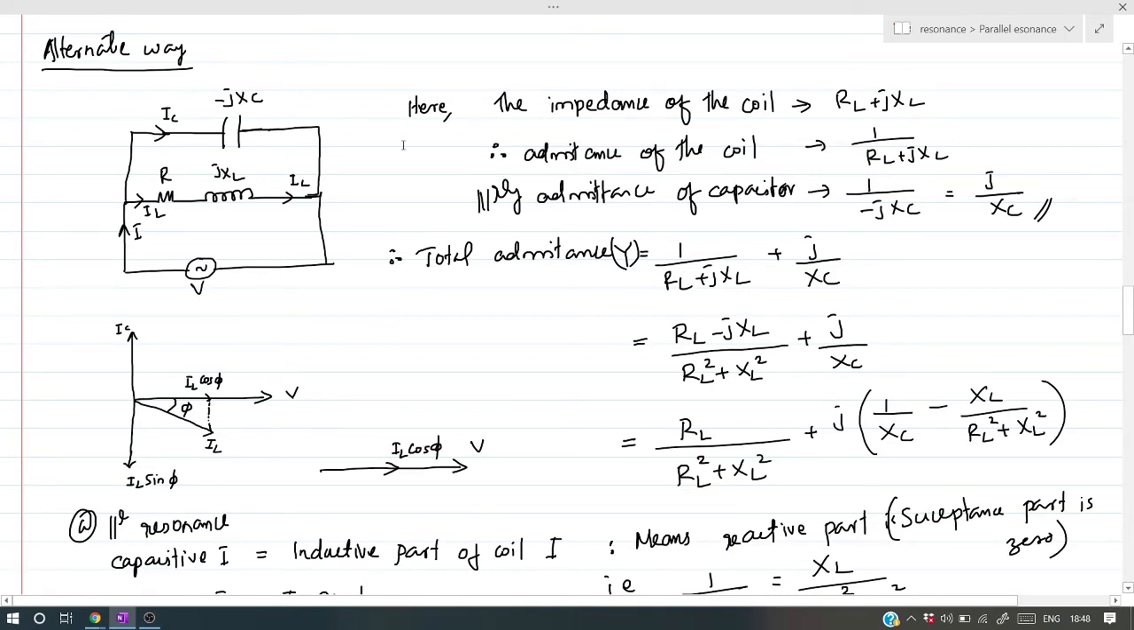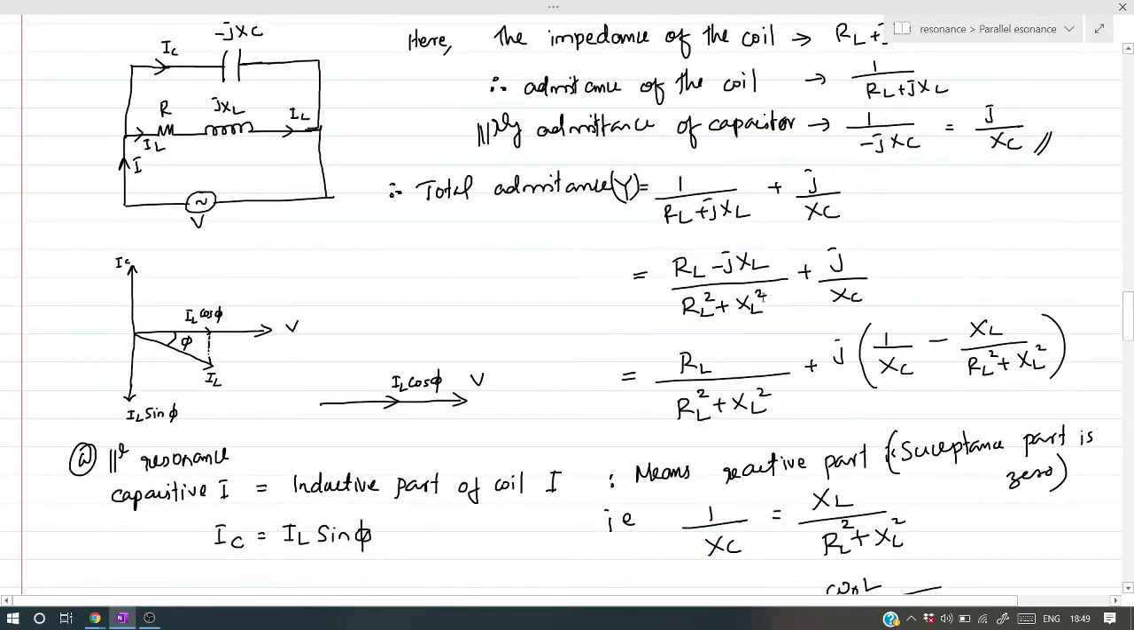Here let's consider the same circuit. Here the impedance of the coil is RL plus JXL, and admittance of the coil is reciprocal of this impedance, that is 1 by RL plus JXL. Similarly, admittance of capacitance is 1 by minus JXC, that is J by XC. So total admittance is this admittance plus this admittance, that is 1 by RL plus JXL plus J divided by XC. Simplifying, we can write in this manner: RL minus JXL divided by RL square plus XL square plus J by XC. Now we can separate real and imaginary part.